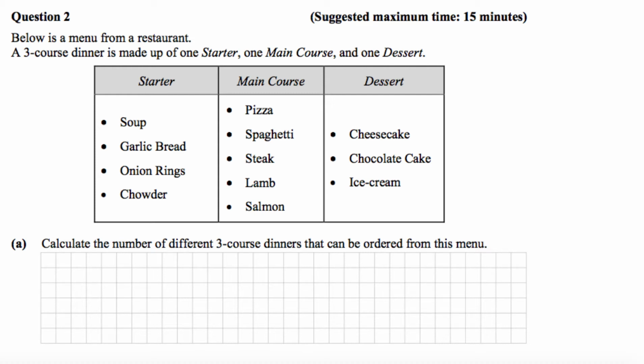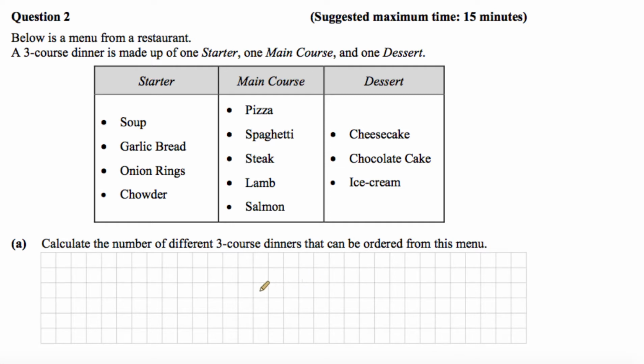So this is the 2015 Junior Cert Higher Level Paper 2, and we're looking at question number 2. Below is a menu from a restaurant. A 3-course dinner is made up of 1 starter, 1 main course and 1 dessert. So we can see the starters here, the main courses and the desserts. Part A says calculate the number of different 3-course dinners that can be ordered from this menu.